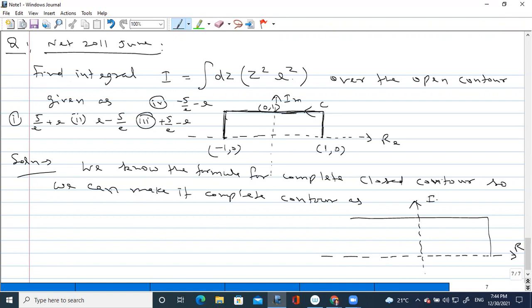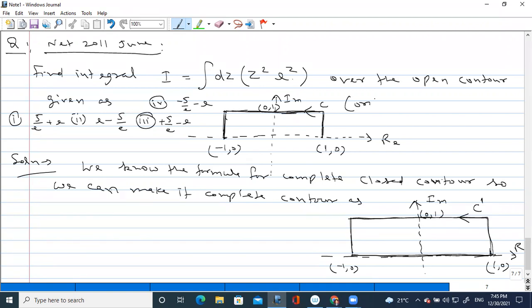This is your real axis, this is your imaginary axis, and this was the contour given. 0, 1, minus 1, 0. You have to understand it step by step slowly, and then quickly you can do it, because this is a very easy question. Okay, so this was the contour given. So what I have done, I have completed this contour. Okay, so now it has become a new contour. So the new contour, I am naming it C dash.